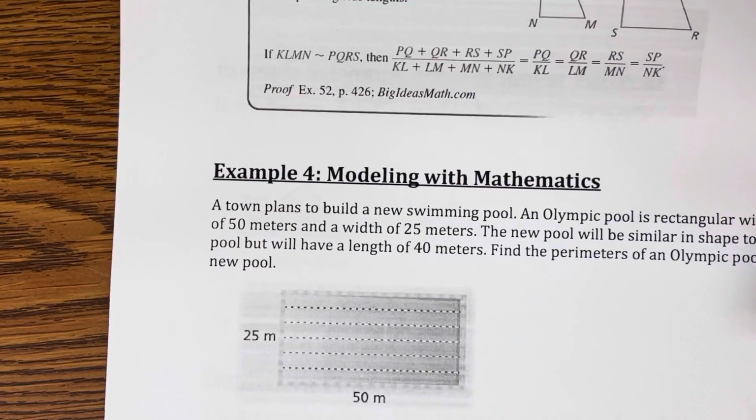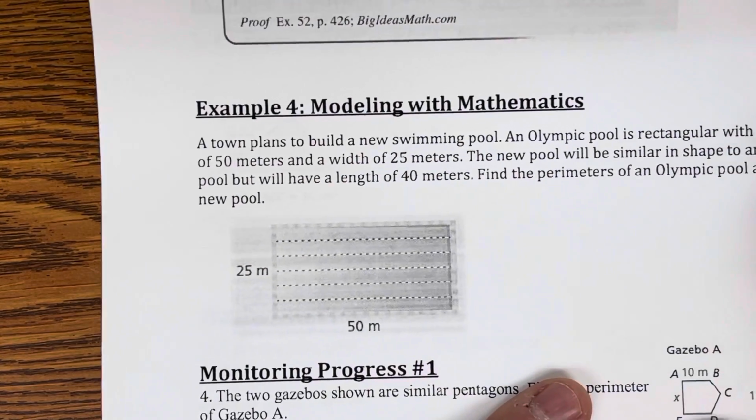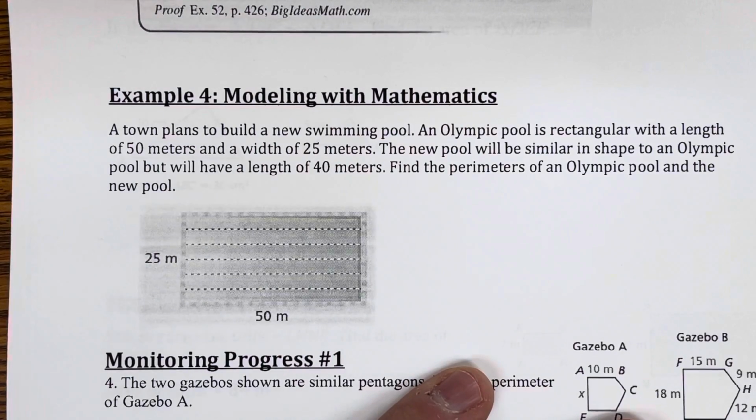It says a town plans to build a new swimming pool. An Olympic pool is rectangular with a length of 50 meters and a width of 25 meters. The new pool will be similar to the Olympic pool, but will have a length of 40 meters. Find the perimeters of the Olympic pool and the new pool.